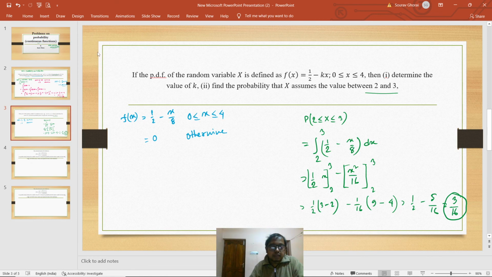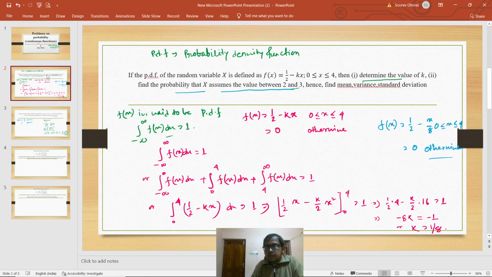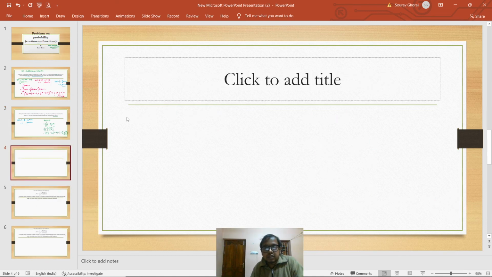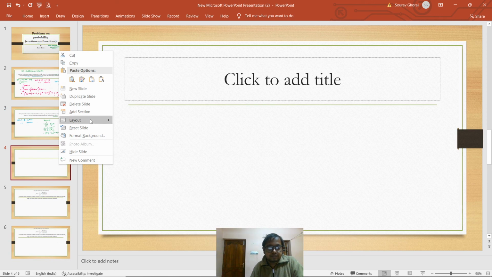And now we have to find the mean, variance and standard deviation of this function. So how can I find the mean, variance and the standard deviation of the function? Let's check how we can find it.